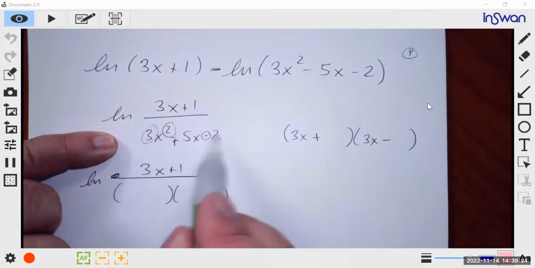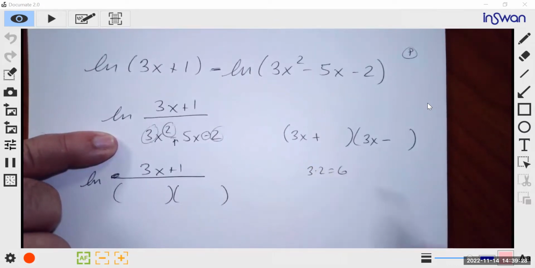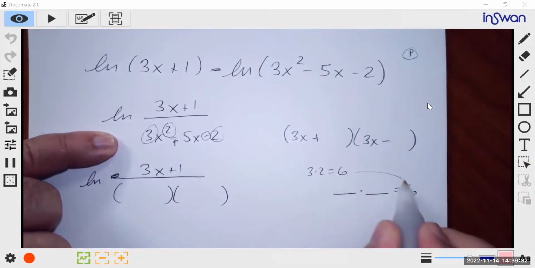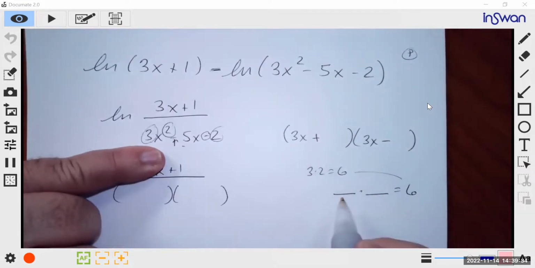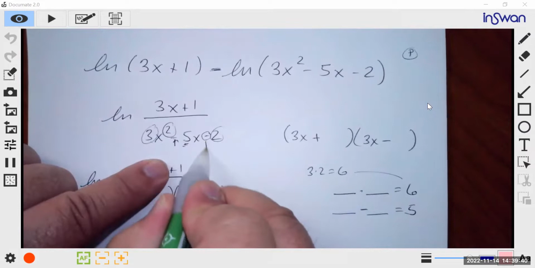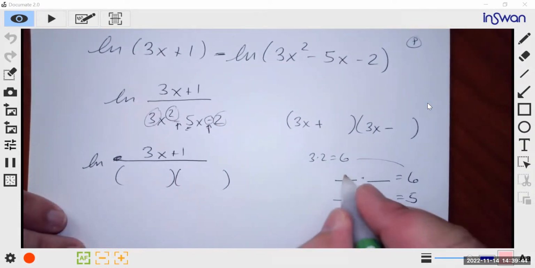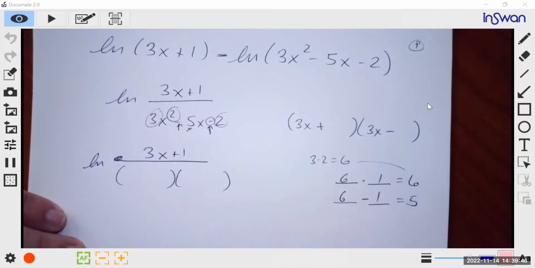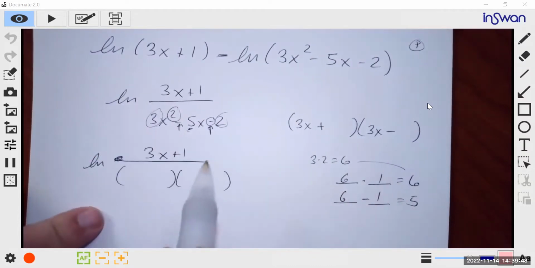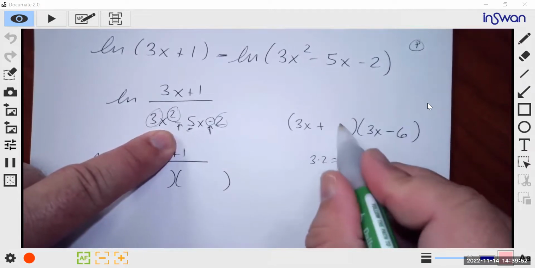Now we take the first and last term. 3 times 2 equals 6. So what times what equals 6? When we subtract them, we end up with 5. 6 times 1, 6 minus 1. Very good. So since this is a minus, the 6 goes here, the 1 goes there.